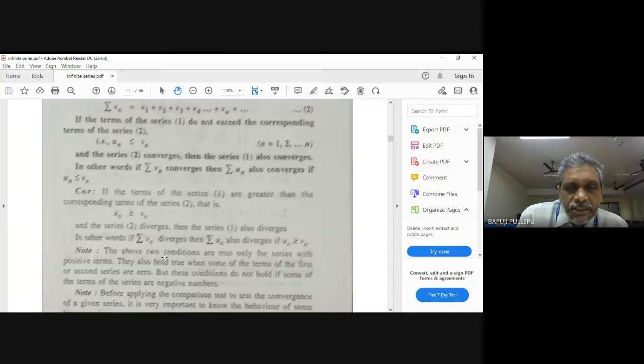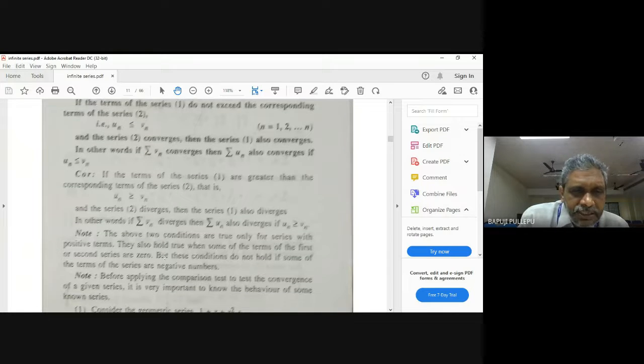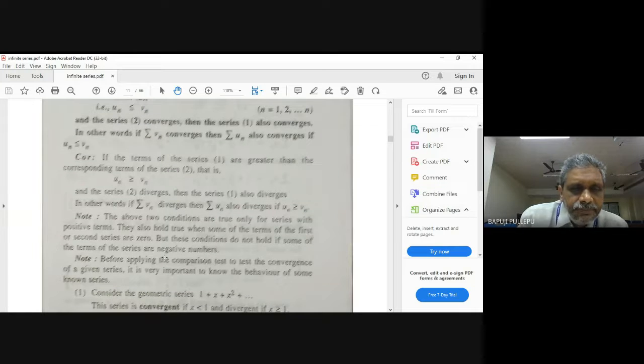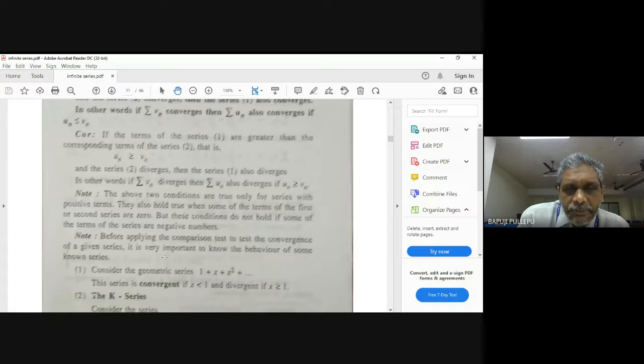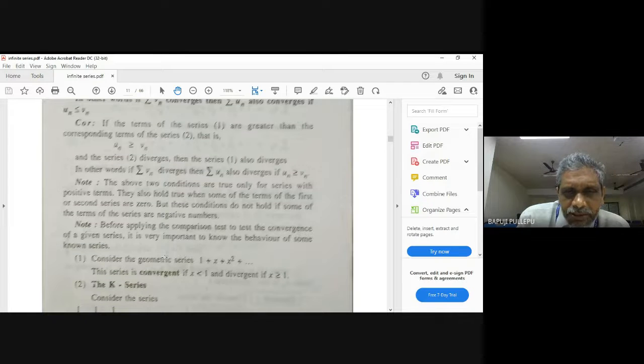Then they also hold when some of the terms of the first and second series are 0, but these conditions do not hold otherwise. Before applying the comparison test, it is very important to know the convergence behavior of some known series.